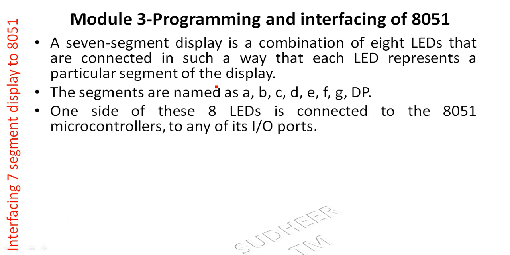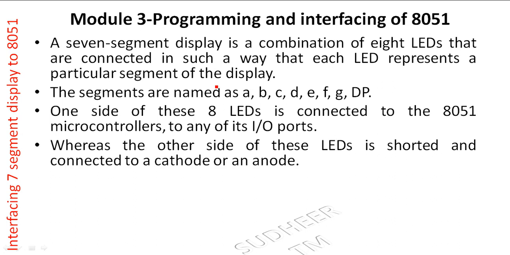One side of these 8 LEDs is connected to the 8051 microcontroller's IO port. Our microcontroller has 4 ports: 0, 1, 2, and 3. We can connect the 8 LEDs to any of these ports on one side. The LEDs have 2 sides. One side goes directly to the microcontroller, and the second side of all the LEDs is connected together to form a common point. That common point is either a common cathode or a common anode.